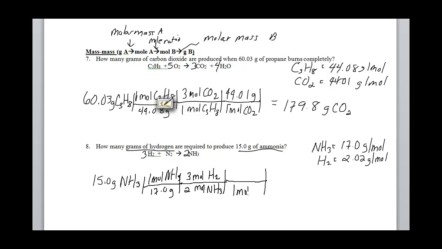So for every 1 mole of hydrogen, it has a molar mass, right? It is actually 2.02 grams. Okay, now when we get the calculator, this is where you just have to make sure you do it at every step. So 15 divided by 17 times 3 divided by 2 times 2.02, and what do you get? 2.67 grams.